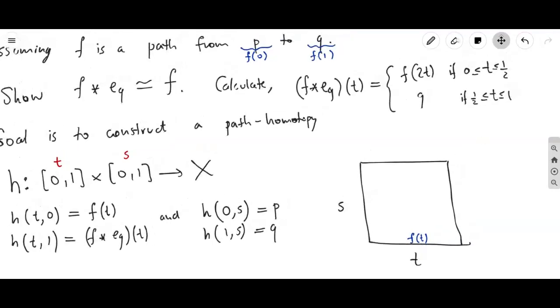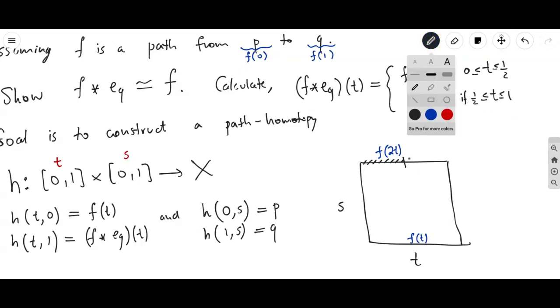And this function is a piecewise function. It's supposed to be f of 2t from 0 to a half, and from 1/2 to 1, it gives you the other one. So let's cut this in half, like this. On this piece, you're supposed to get f of 2t. So this portion is supposed to be f of 2t. And on the second half of the interval, from 1/2 to 1, you have to get the other one. You're supposed to get q. This is just q.